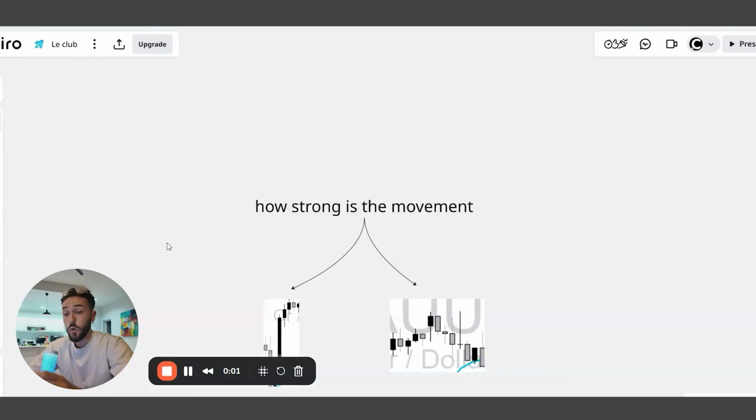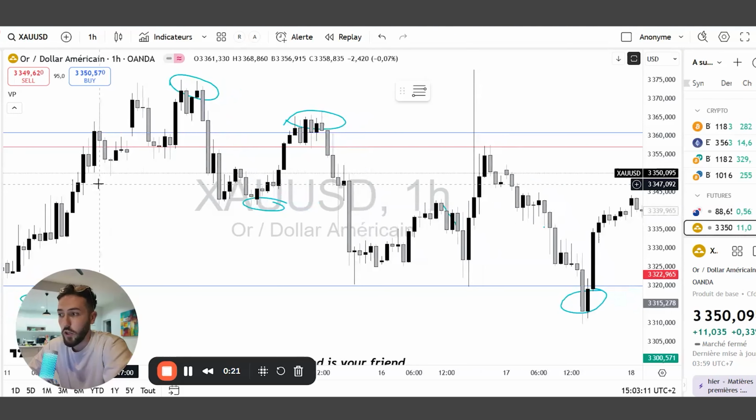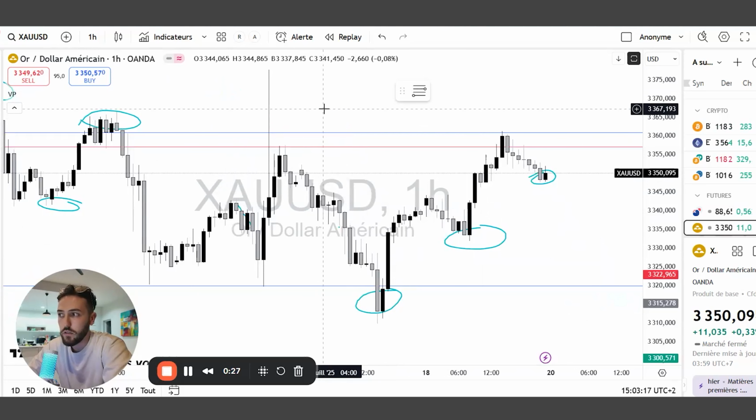Now that you guys know how you can identify and use trends and the fact that you need to enter on retracements, some of you will ask me, how do I separate a retracement from a trend shift, from a market shift? Because as I told you, some retracements will actually not be retracements and will actually be market shifts. How do you know? Because you can see how strong your movement is.